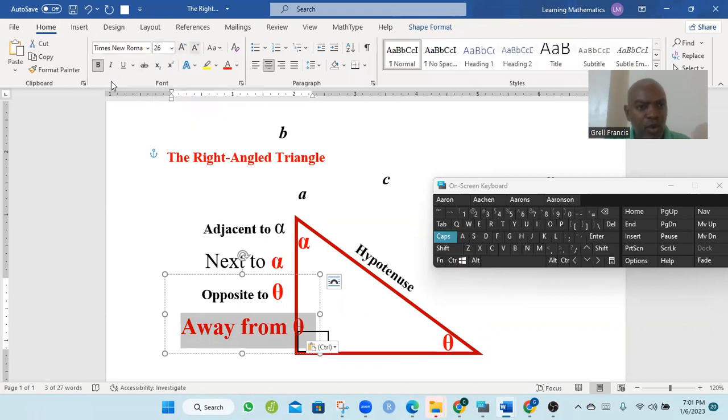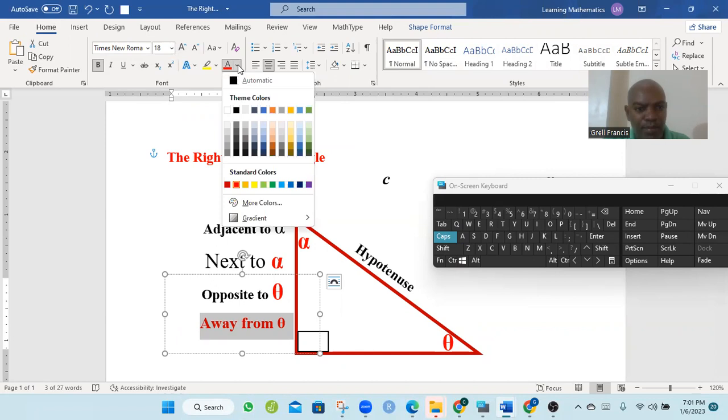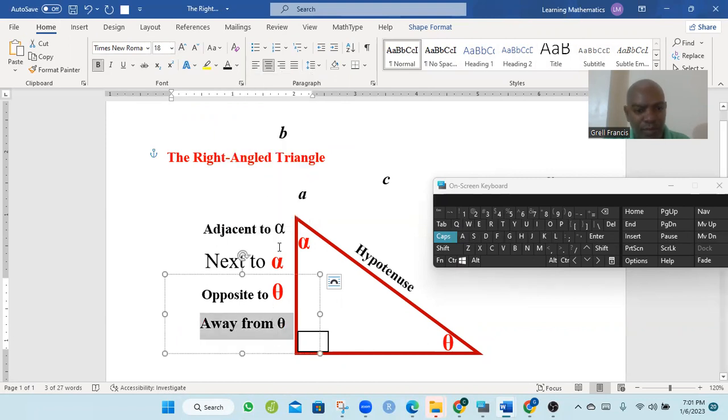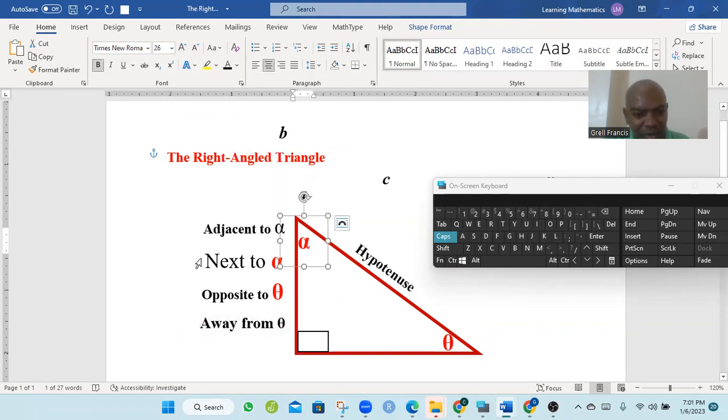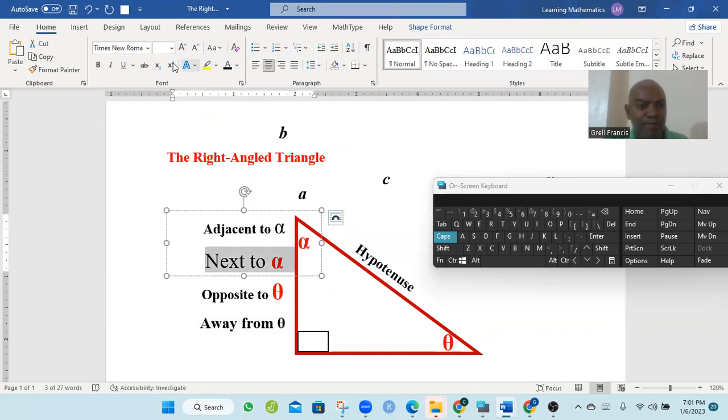So the words opposite and adjacent depend on which acute angle you are referring to. This very same side can be called adjacent to alpha, or it can also be called opposite to theta, because as you can see, it is away from theta, isn't that so?